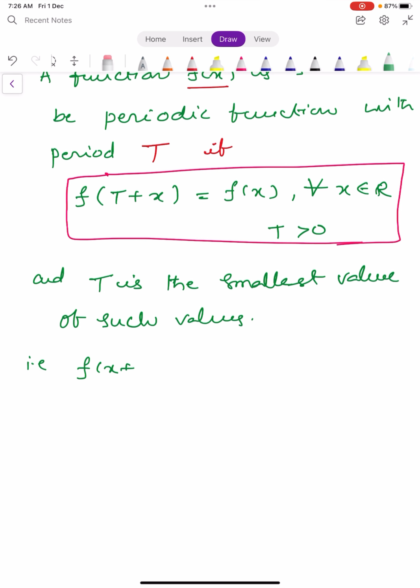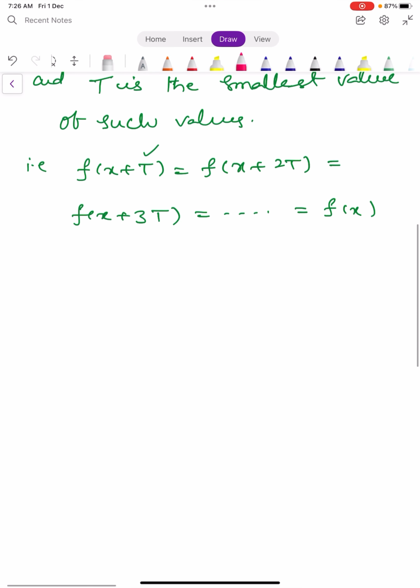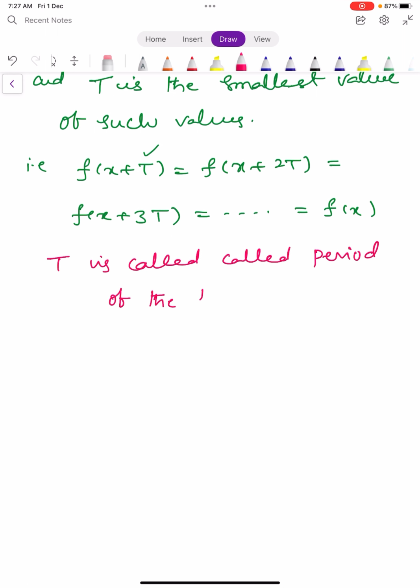f of x plus T gives us f of x, plus 2T is equal to f of x, plus 3T is equal to f of x, and so on. But T is the smallest one. Here, capital T is called the period of the function f of x.